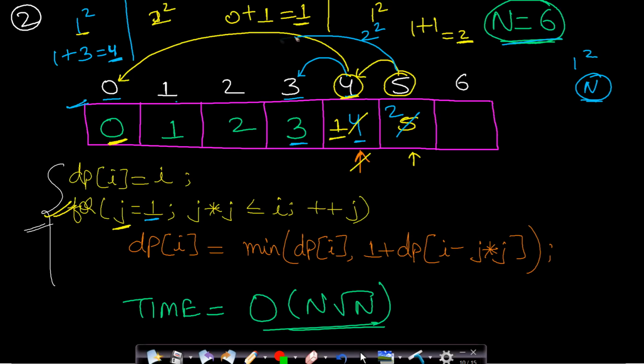So if you do a 2 square split, you will reach this 1. So what is the value at 1? It is 1. So 1 plus 1 will be 2, and it is already 2, so you will not update it. And you cannot make further splits because it will go out of bounds.